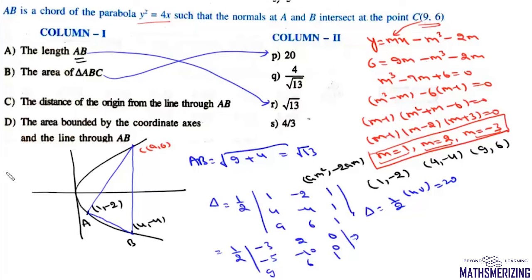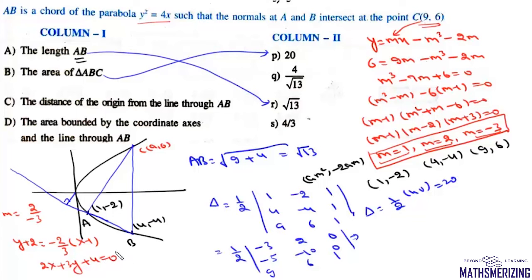Now third one is perpendicular distance from origin of this line AB. So here we'll need to find equation of this line AB. So first we'll find the slope. So its slope will be y2 minus y1 upon x2 minus x1, so it will be 2 upon minus 3. And we can write this equation as y plus 2 equals minus 2 by 3 times (x minus 1). So it will be 2x plus 3y plus 4 equals 0.